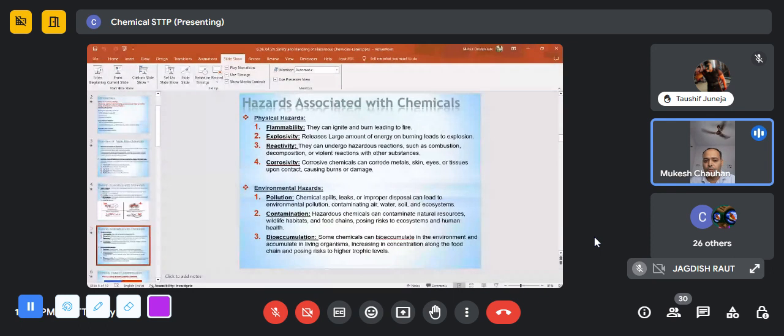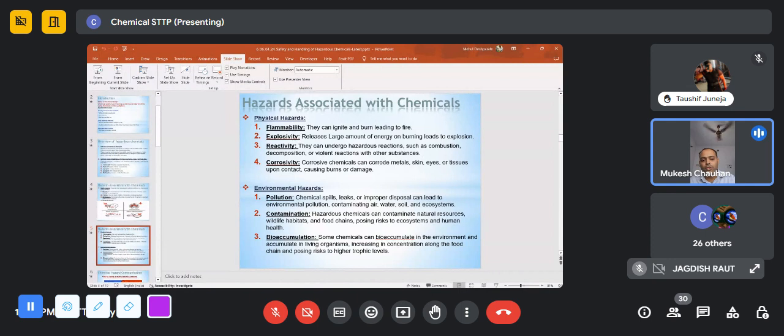If they mix with other incompatible substances, then they can violently react with each other and cause very harmful effects to humans and the adjacent area. And corrosive chemicals can corrode metals and cause skin irritation, eye irritation, even tissue damage.